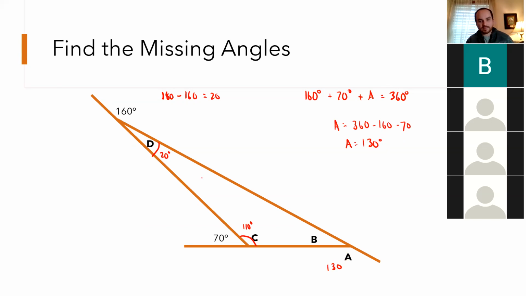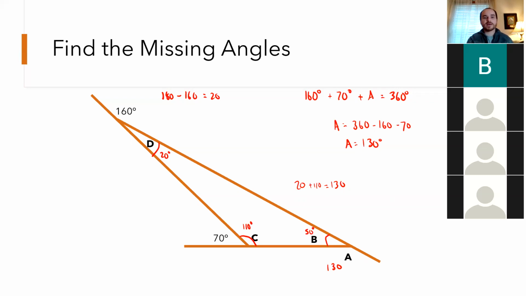We could have used the other part of the exterior angle theorem to say it's equal to the sum of the opposite angles, which would be D and C here, which is 20 plus 110, which also equals 130. And then for B, we can either solve this by taking all the interior angles of a triangle, add up to 180, or we can use the supplementary angle here. Either way, you're going to get 50 degrees for B. Okay? So that's how we solve for all of those.